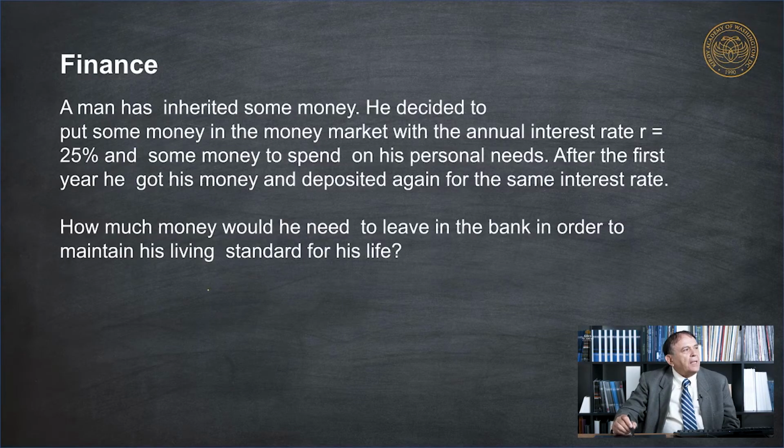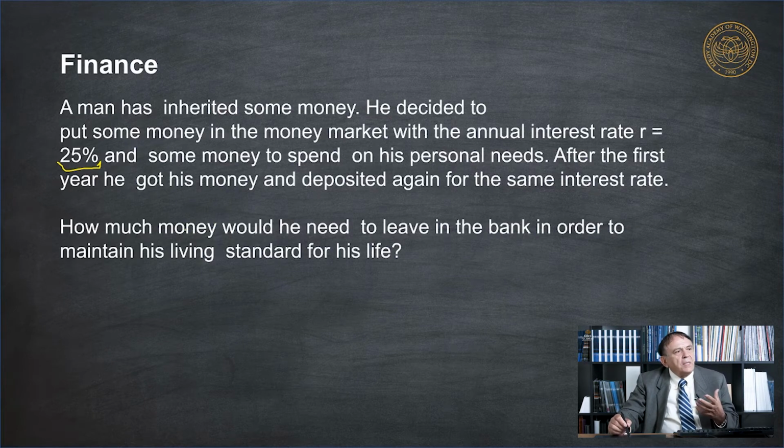Okay, let us consider the problem. Here is a man, and he inherited some money. So what he wants to do, he wants to put some money aside and pay his bills. And then he would like to invest the other part of the money in the money market that gives him, we can say, for example, 25% a year. They pay him interest, okay? That's what his idea is.